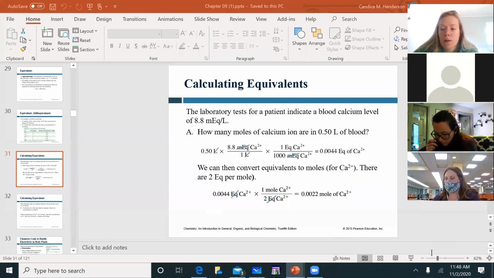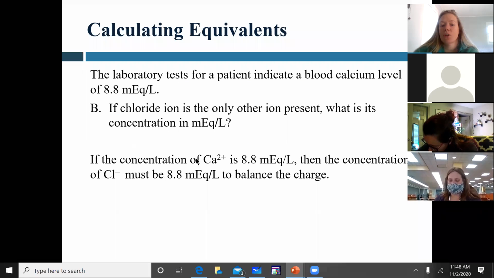So let's look at a couple other questions talking about this equivalent thing here. One thing it says, the laboratory tests for a patient indicate a blood calcium level of 8.8 milliequivalents per liter. If chloride is the only other ion present, what is the concentration in milliequivalents? Well, if your positive thing is 8.8, your negative thing will also have to be 8.8. They have to equal each other.